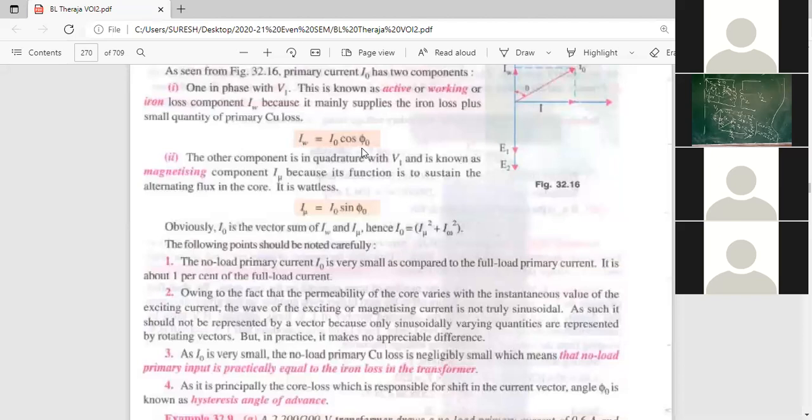I is equal to I naught cross line or IW. In some textbooks, instead of magnetizing current IM, they will take it as I mu. Write down the note: IM is equal to I mu. On the screen it is visible. I mu is equal to IM is equal to I naught sin phi naught.